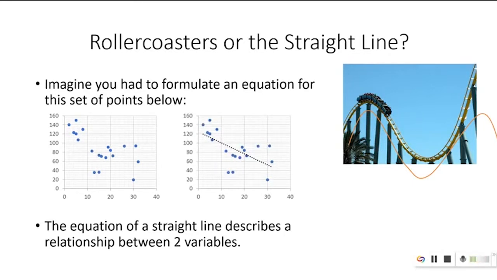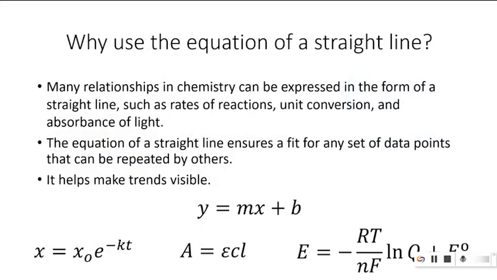The equation of a straight line describes a relationship between two variables and provides a fit for various sets of data. So why use the equation of a straight line? Many relationships in chemistry can be expressed in this form of straight lines, such as rate equations or the absorbance of light. Maybe you don't believe me, but I'll show that it's true in a second.